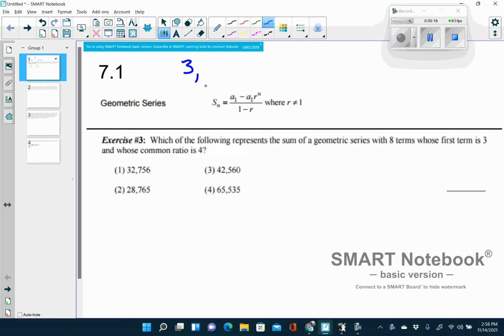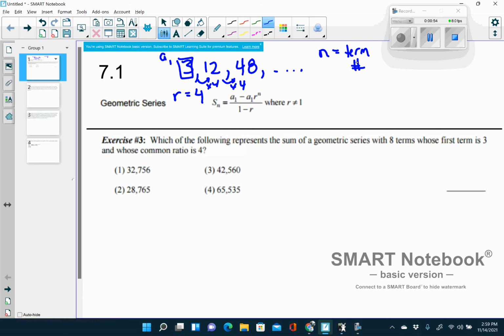Let's just say in this case, our ratio, our R, is equal to 4. So 3 times 4 is equal to 12. 12 times 4 is equal to 48, and so on. Just to refresh your memory again, this is called the first term, A1. The common ratio is the number that you multiply by, so this gets multiplied by 4, multiplied by 4, right? And then the n is the term number.